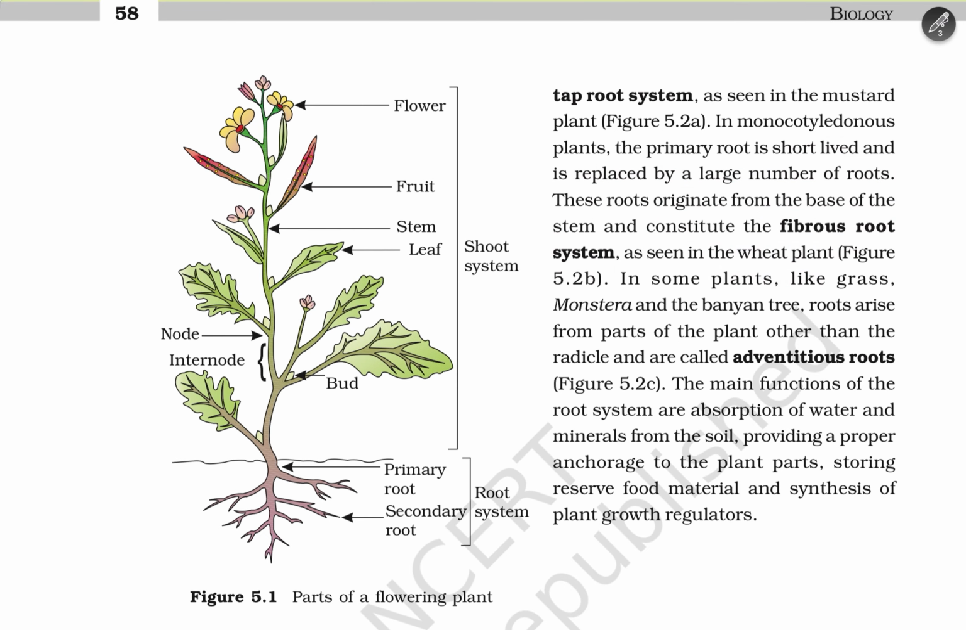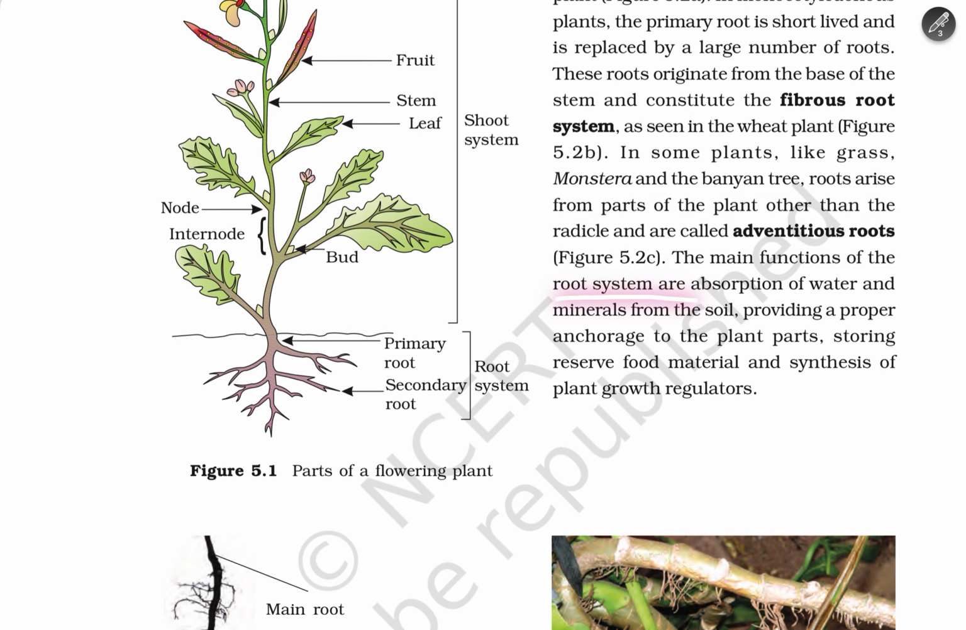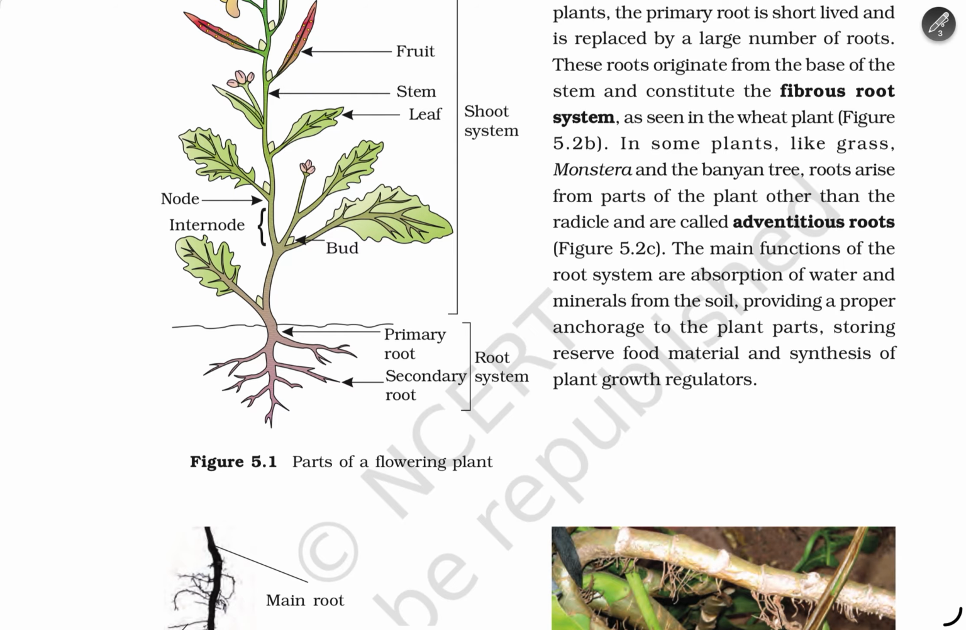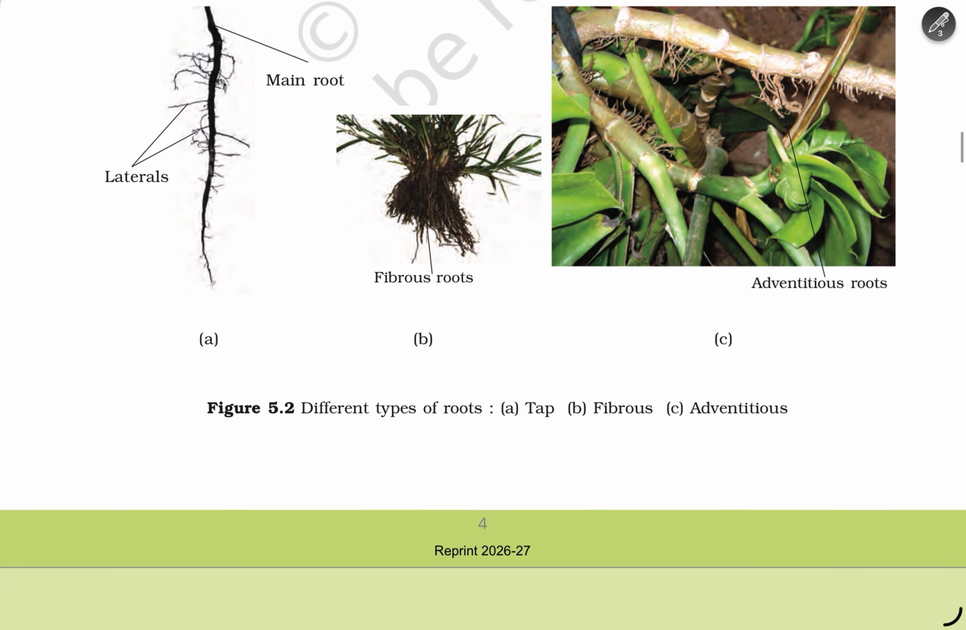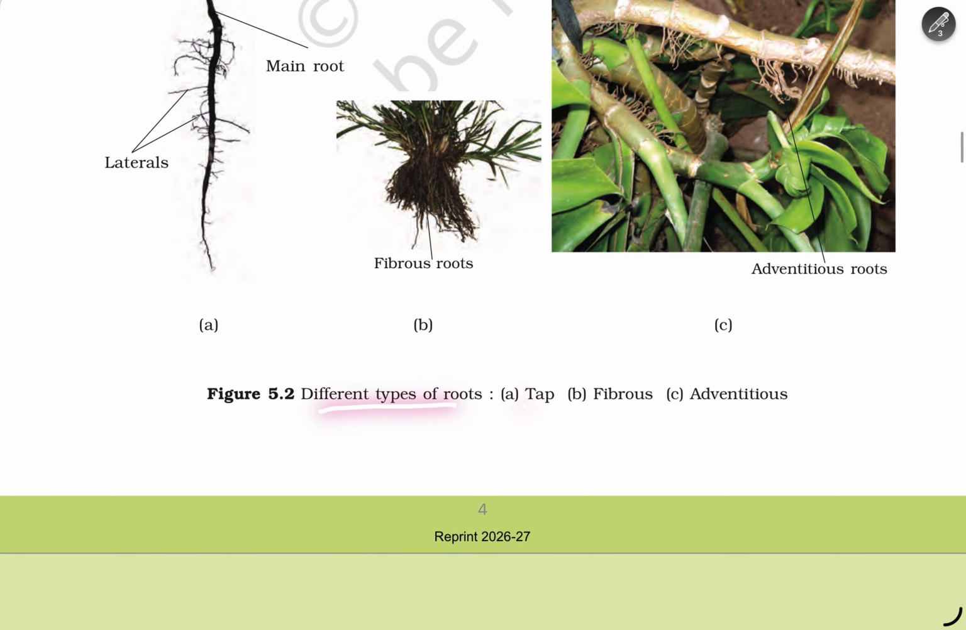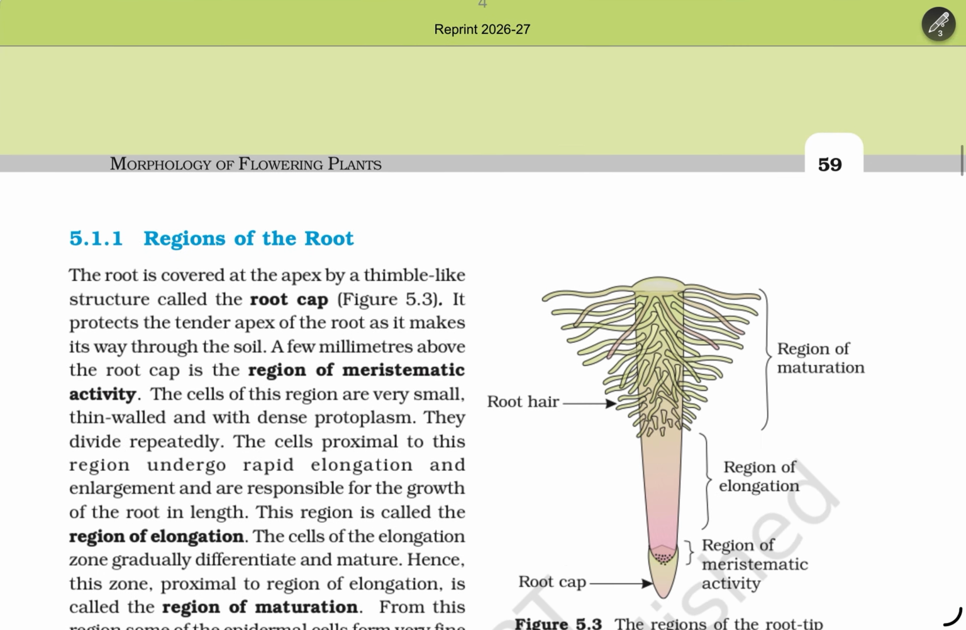In some plants like grass, Monstera, and banyan tree, roots arise from parts of the plant other than the radicle, and are called adventitious roots. The main functions of the root system are absorption of water and minerals from the soil, providing proper anchorage to the plant parts, storing reserve materials, and synthesis of plant growth regulators. Different types of roots: tap, fibrous, and adventitious roots.